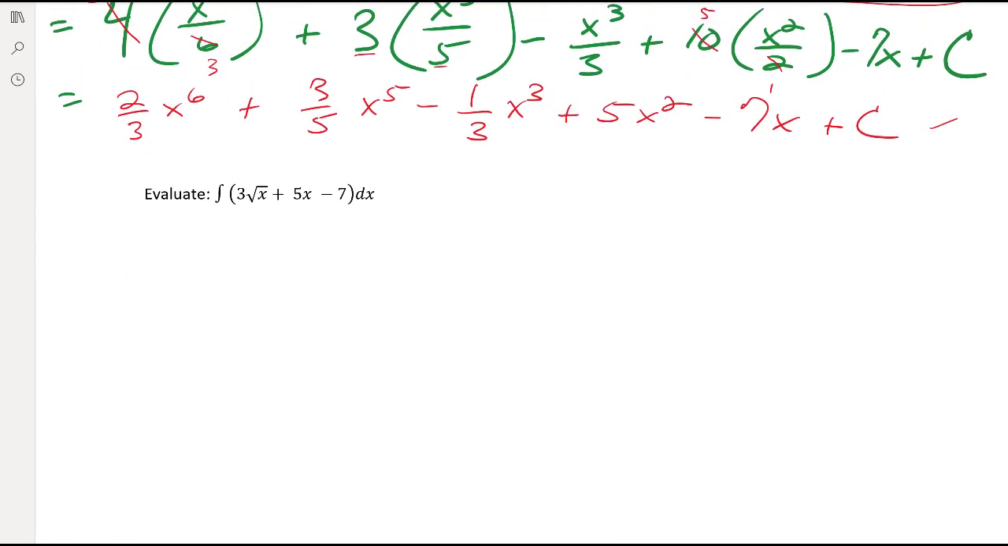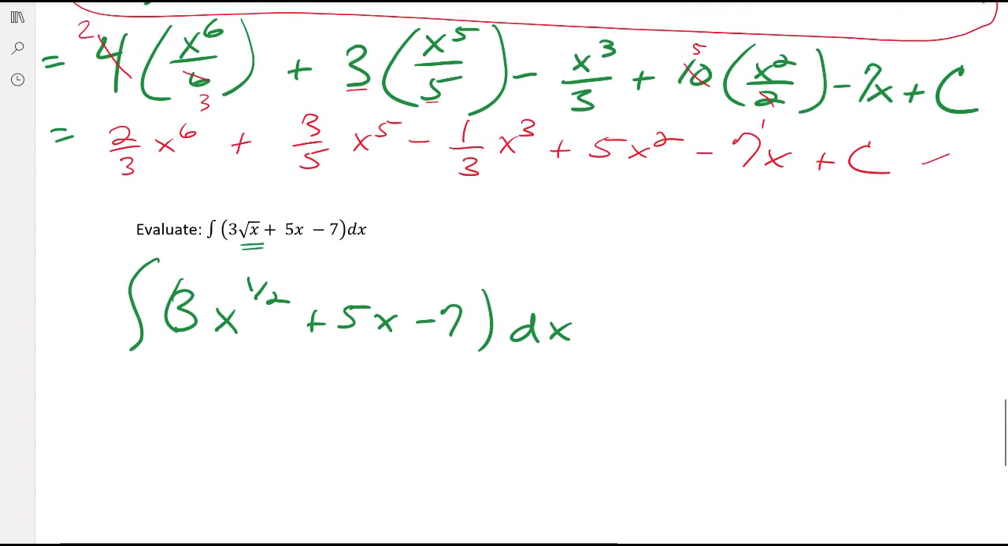Almost done, y'all. Really quickly, let's go through this one. So when they want you to find the integral of several terms, as we just saw, we can simply go piece by piece. So for this example, they want us to integrate 3, and I'm going to convert that square root of x to x to the 1/2 power, plus 5x minus 7. This is done with respect to x.